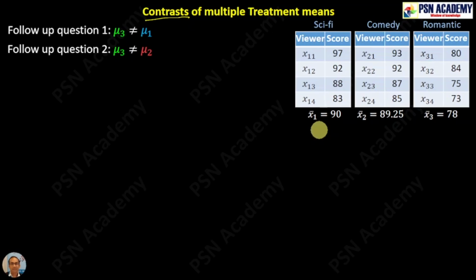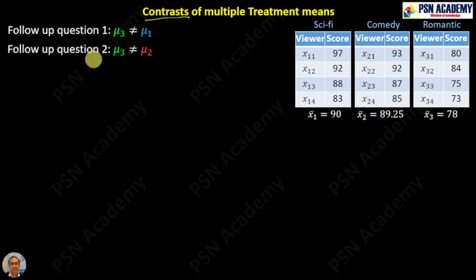ANOVA told you that the means are not equal. Now, the question is which mean is different? We have to find out. So, the follow-up question number 1 is mu3 not equal to mu1. We are not sure whether this is true or false. So, this is our question, that mu3 is not equal to mu1.